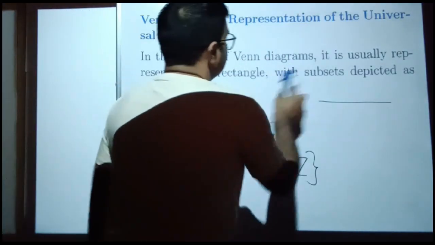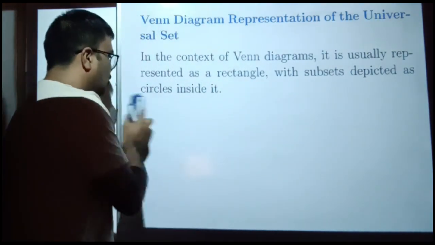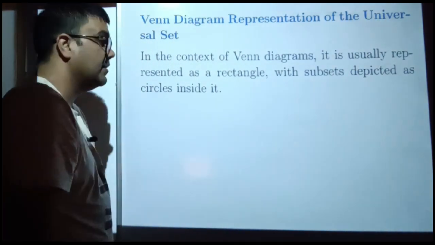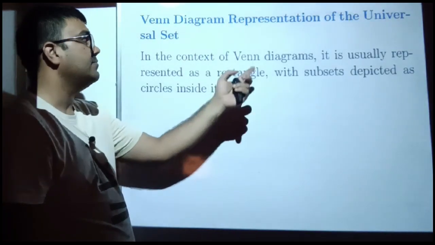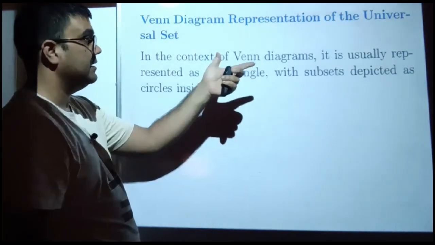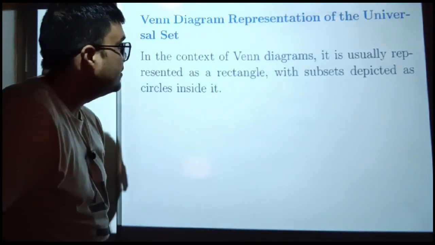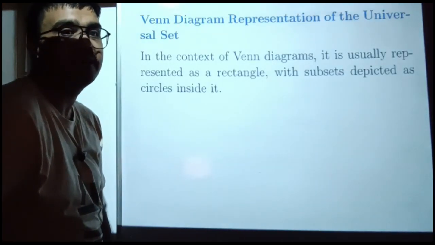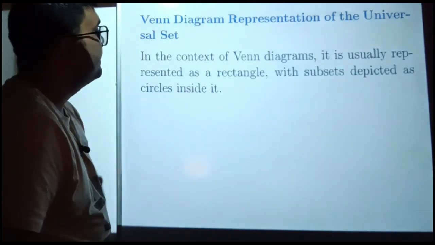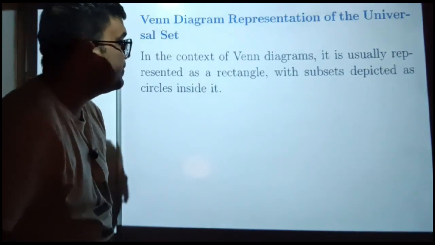Next we have the Venn diagrams. We have seen the circle diagrams. Now the more formal way we have is the Venn diagrams. In this context, the Venn diagram is usually represented with a rectangle with subsets depicted as circles inside it. So let us try to understand what we mean by this.